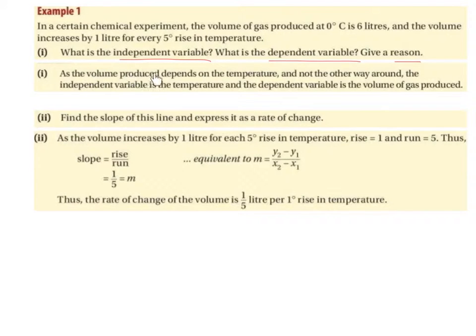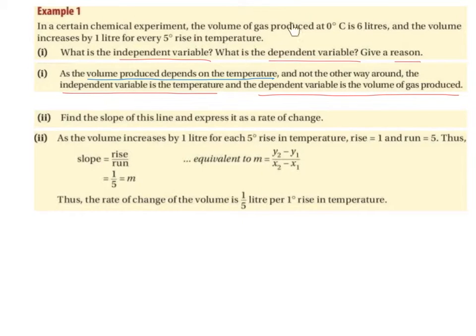So the volume produced depends on the temperature. The temperature does not depend on the volume. So the independent variable is the temperature. That's not dependent on anything. And the dependent variable is the volume of gas produced. So the volume of gas depends on the temperature, so the volume of gas is the dependent variable.